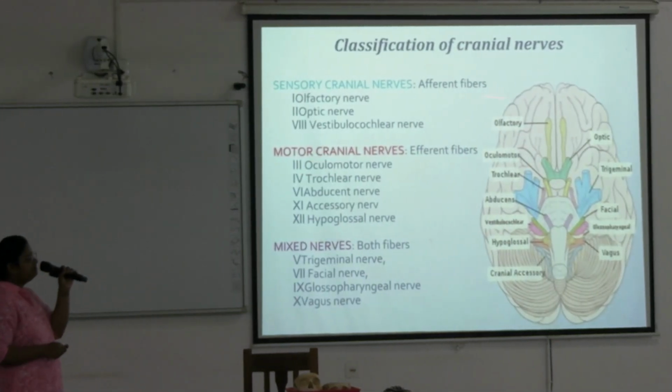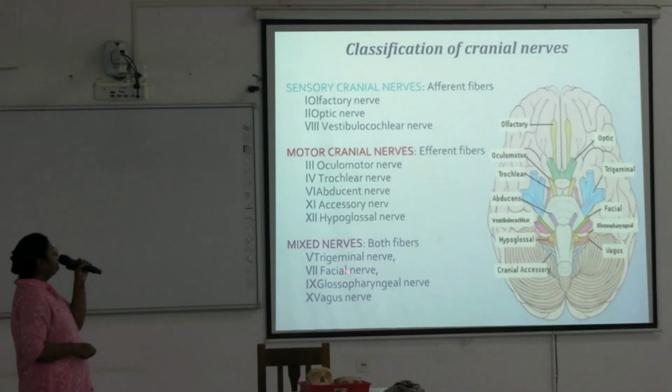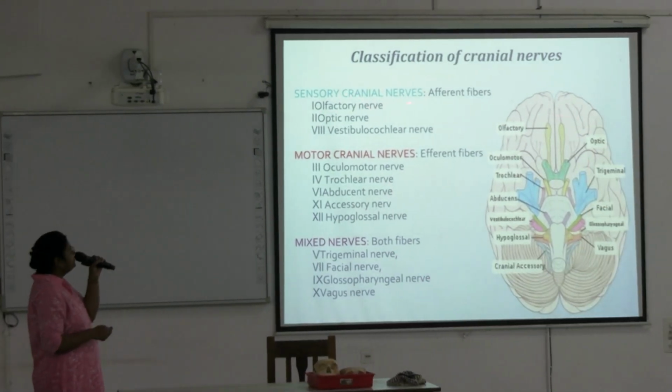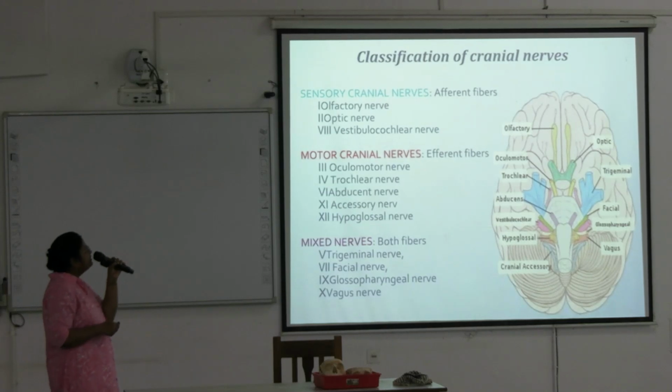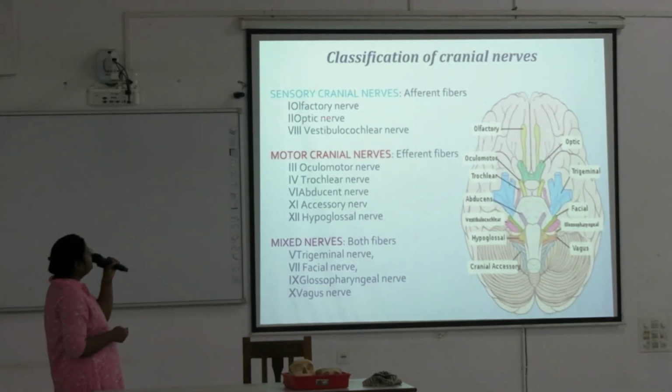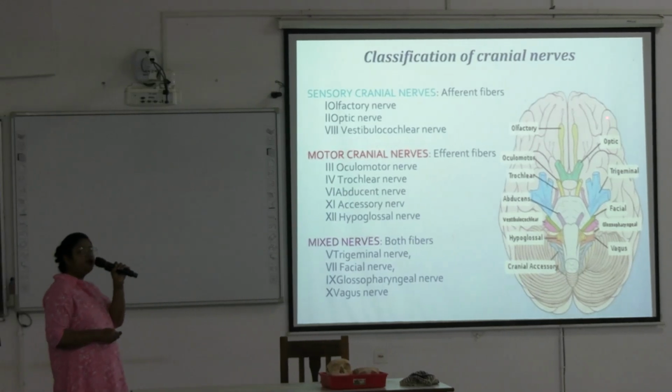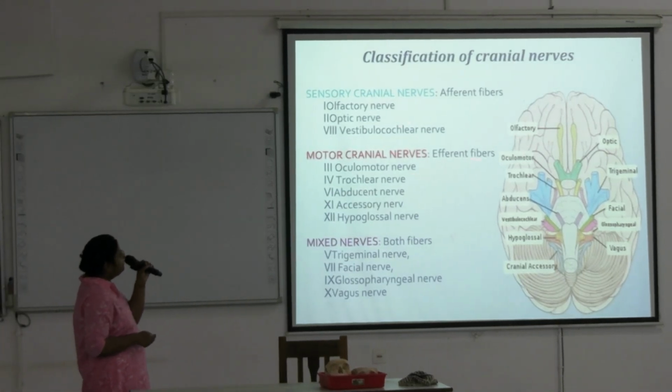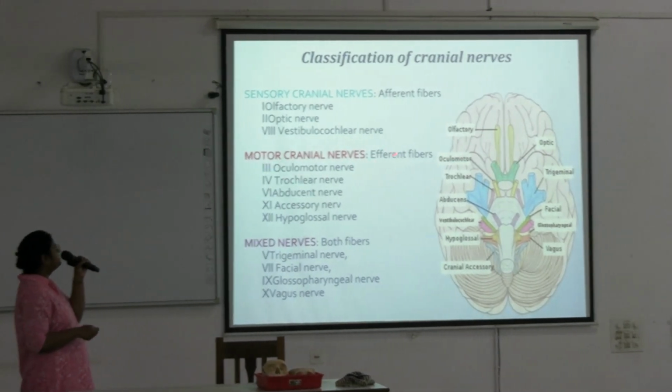So we are classifying the cranial nerves according to their actions: sensory cranial nerve, motor cranial nerve and mixed cranial nerve. Sensory nerves have only afferent fibers. These are the olfactory, optic, vestibulocochlear. And motor cranial nerves have only efferent fibers.